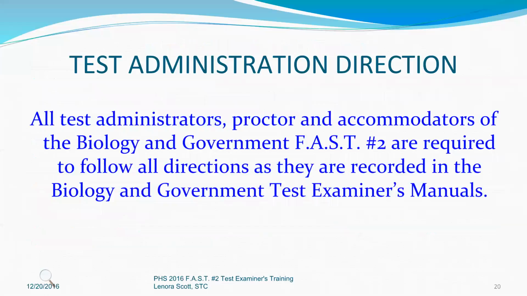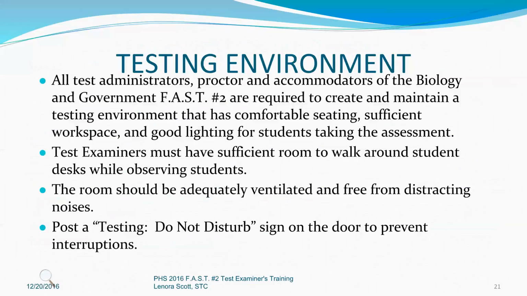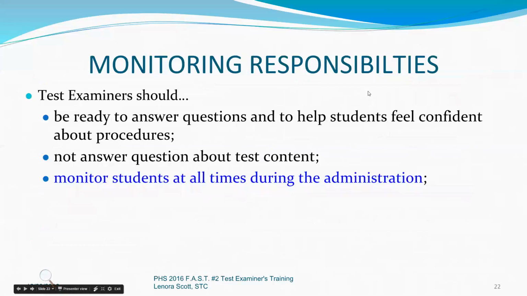Test administration directions: all test administrators, proctors, and accommodators of the biology and government FAST 2 are required to follow all directions as they are recorded in the biology and government test examiner's manual. Test environment, as we stated before: test examiners must have sufficient room to walk around. The room should be adequately ventilated. Please post a testing do not disturb sign outside the door. I'm going to give it to you once you are testing.